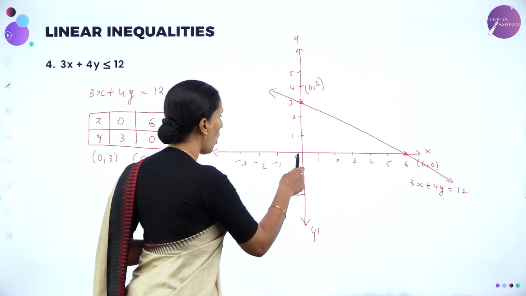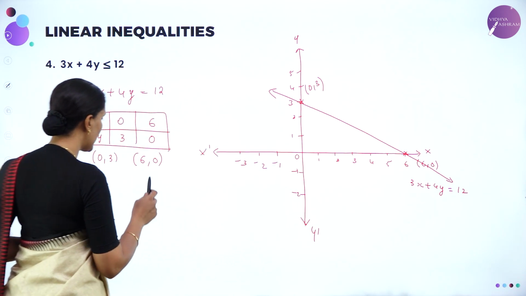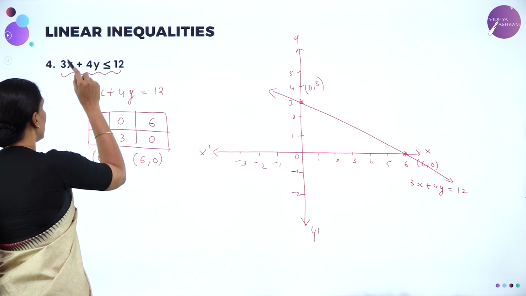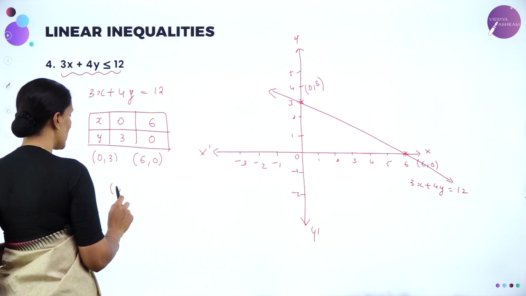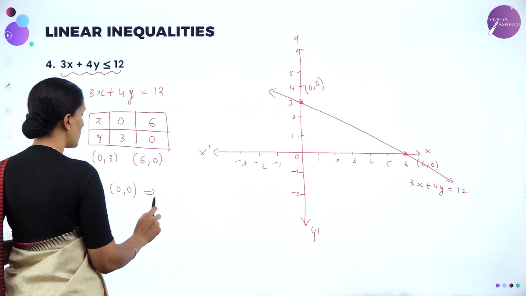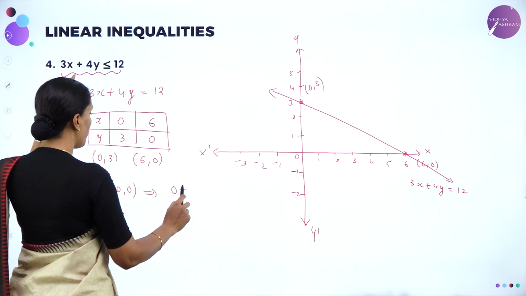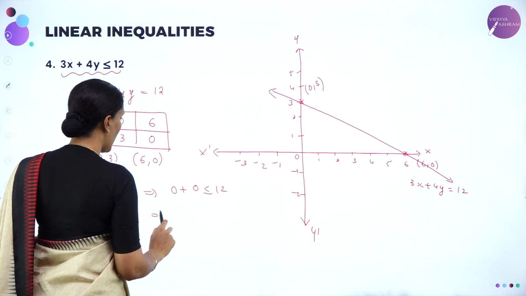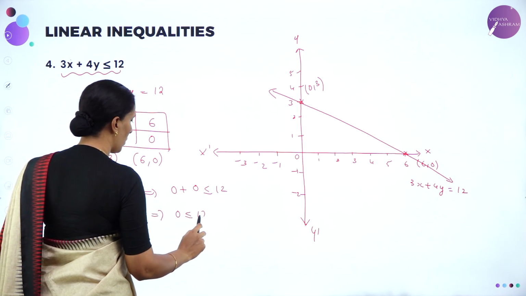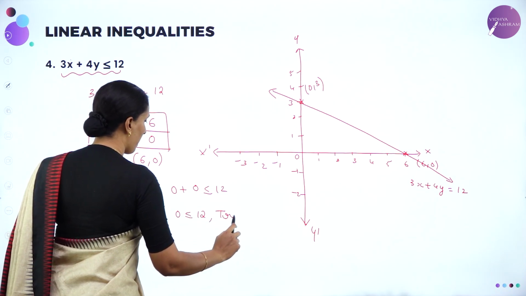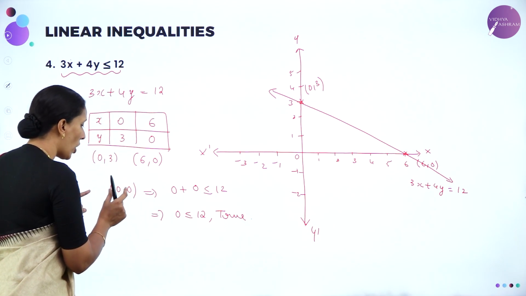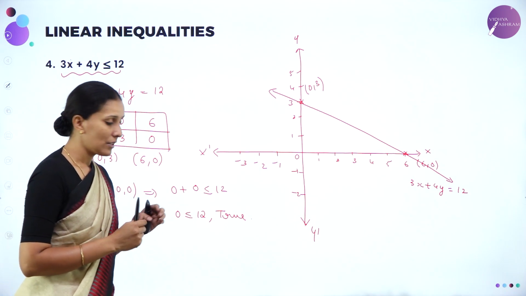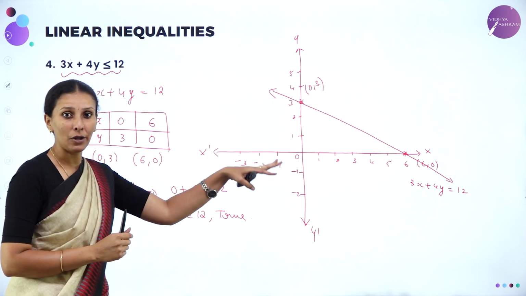Now let me take the origin here. The origin is 0, 0. I need to substitute the value of the origin here. Let me substitute: 3 zeros are 0, 4 zeros are 0, less than or equal to 12. So we are getting 0 less than or equal to 12. It's a true statement. That means the origin is a point which satisfies the given inequality, so the origin lies in the solution region.